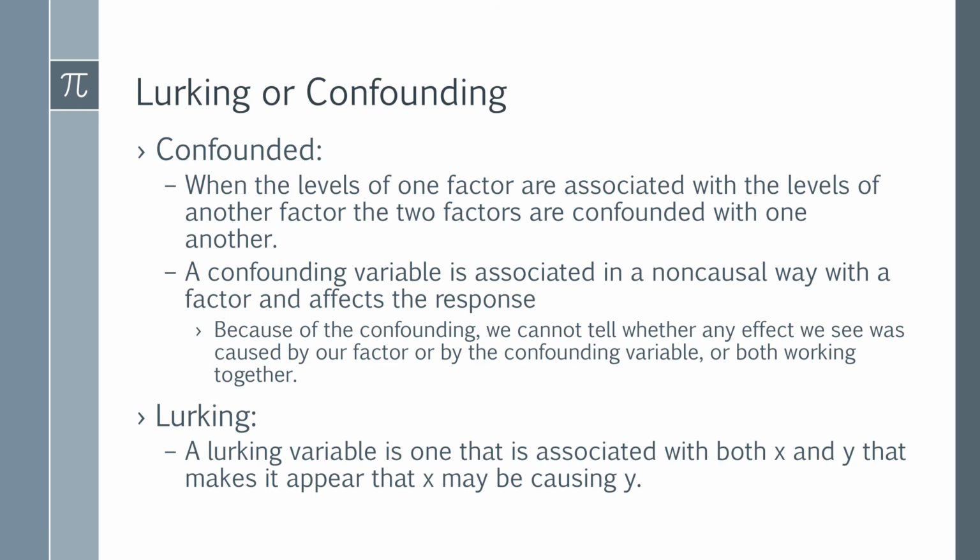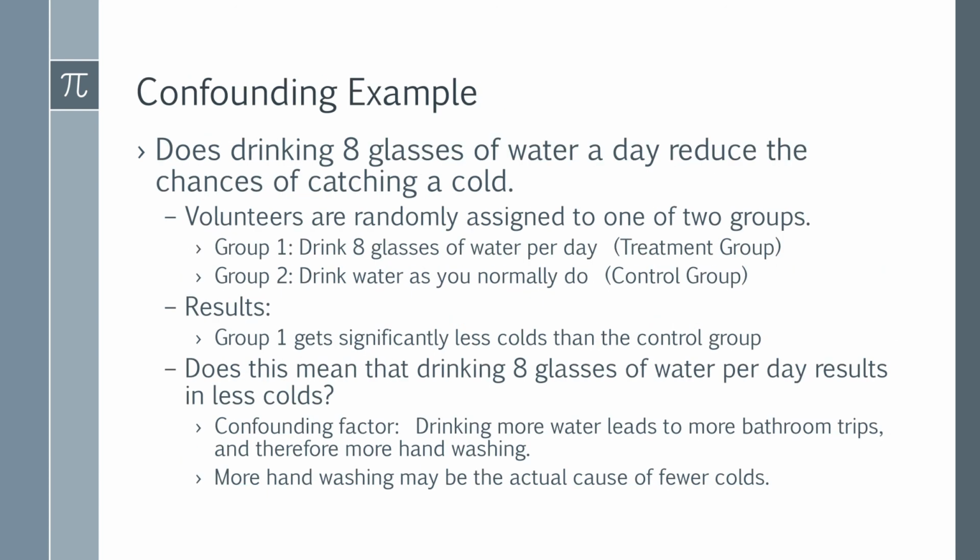Now remember, a lurking variable is one that's associated with both x and y that makes it appear that x may be causing y. Let's look at an example of confounding. So does drinking 8 glasses of water a day reduce the chances of catching a cold? Well, volunteers are randomly assigned to one of two groups. Group 1, drink 8 glasses of water per day. That's our treatment group. Group 2, drink water as you normally do. That's our control group. So the results show Group 1 gets significantly less colds than the control group.